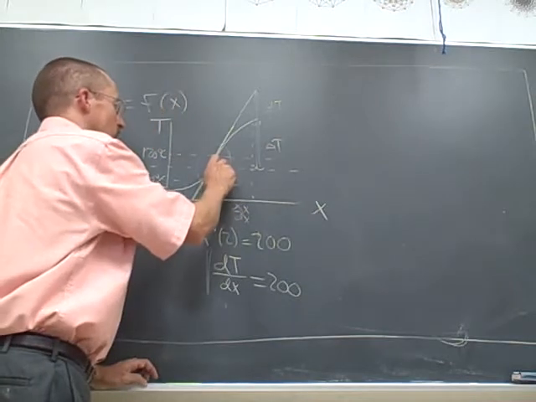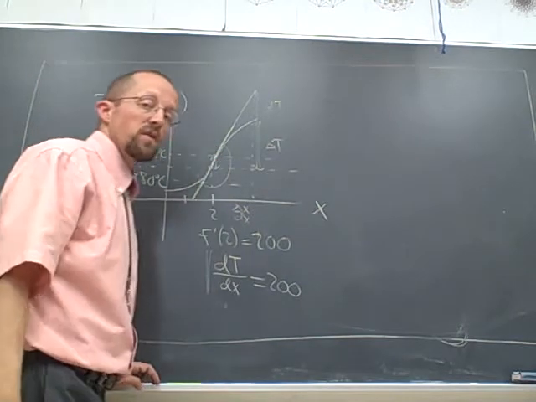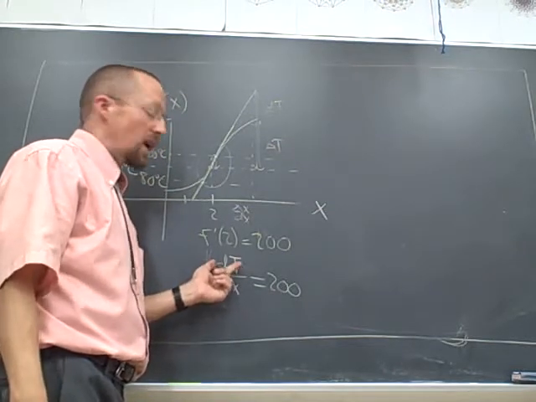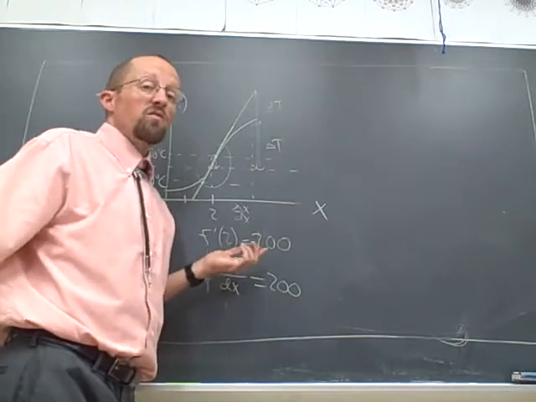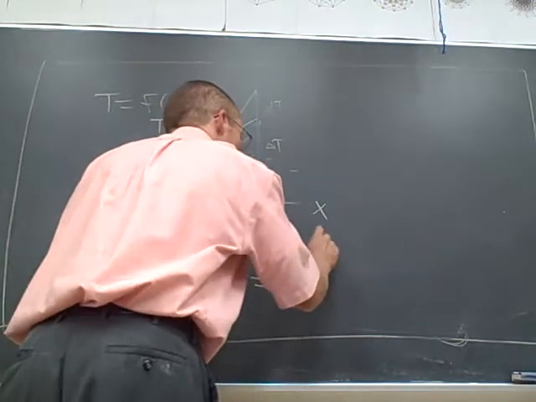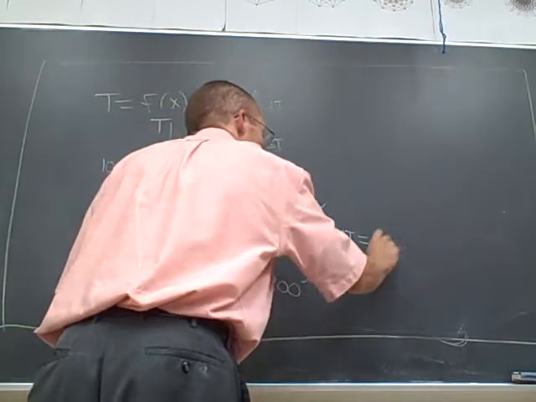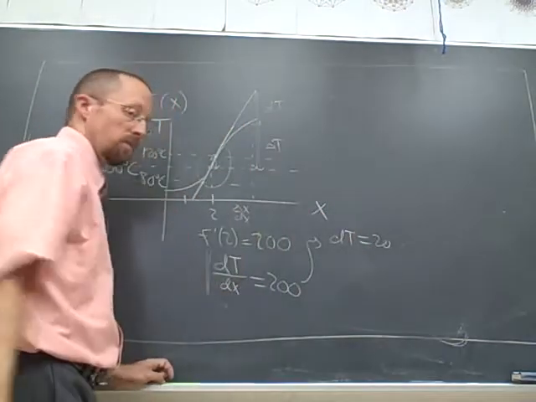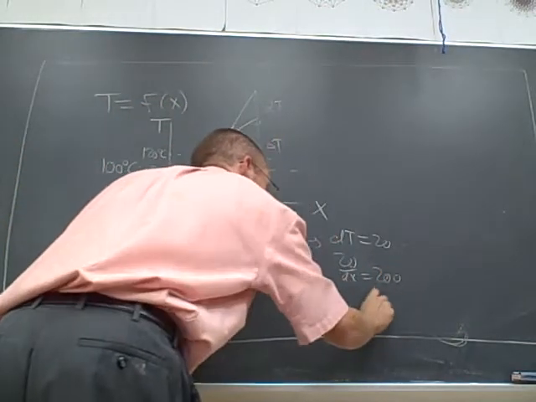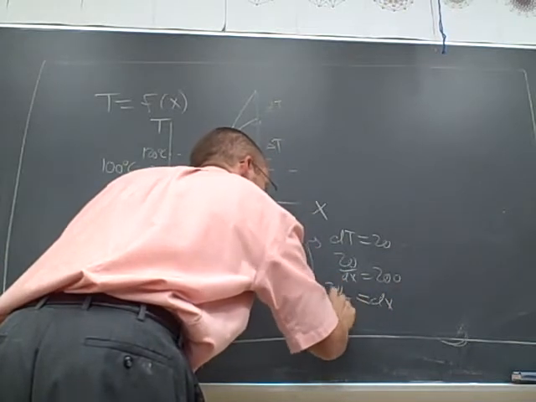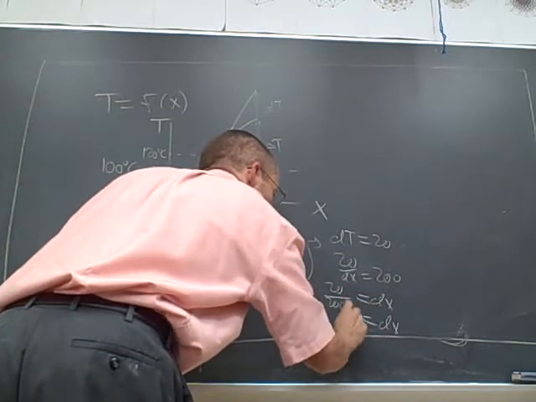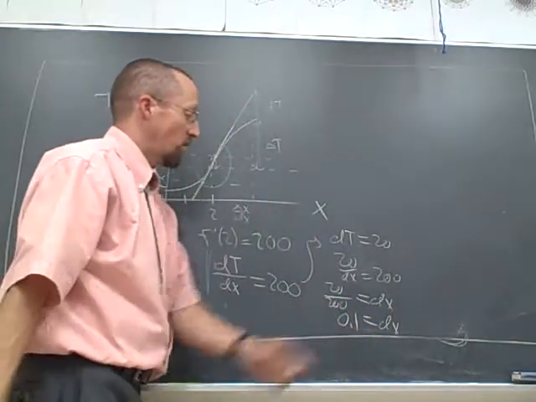We just measure this. How much leeway do we have in the temperature? That's dt. That's how much our temperature is allowed to change. And we're using dt instead of delta t because we threw away the old function where the delta t lived. We're in dt land. So we just set dt equals 20 and plug it into here. 20 over dx is 200. Cross multiply. dx is 20 over 200 equals 0.1. That's how far I can go.